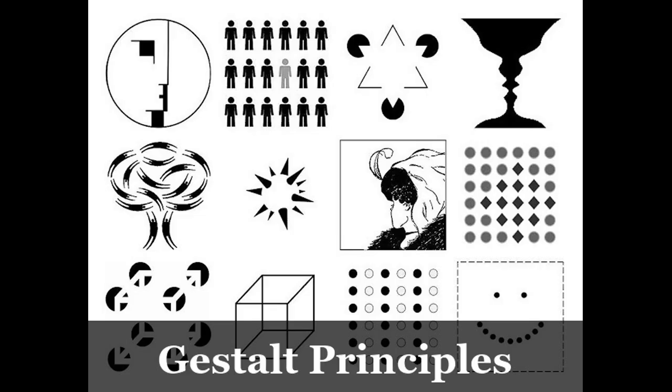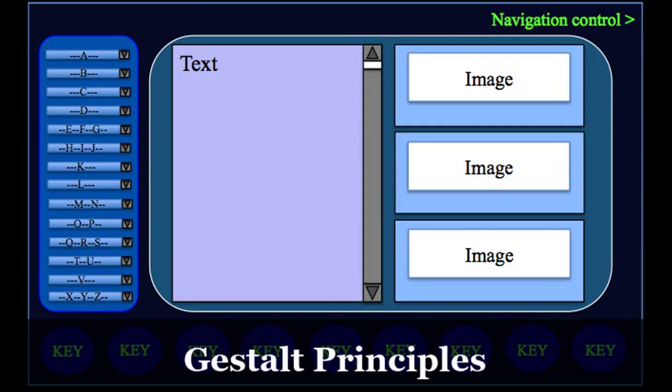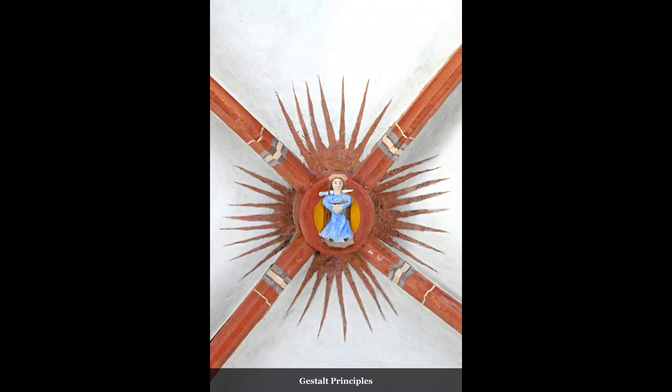In addition to these examples, Gestalt principles can also be applied in other areas, such as architecture and urban planning. By understanding how our brains organize visual information, architects and urban planners can design buildings and public spaces that are more aesthetically pleasing and functional.